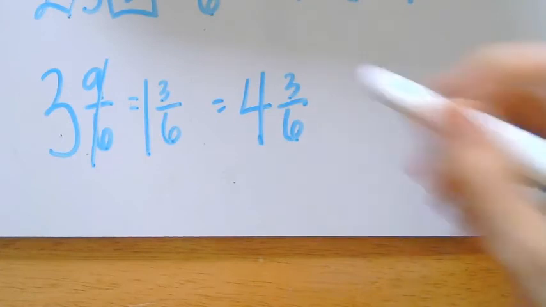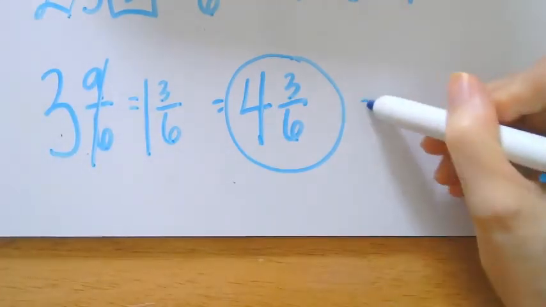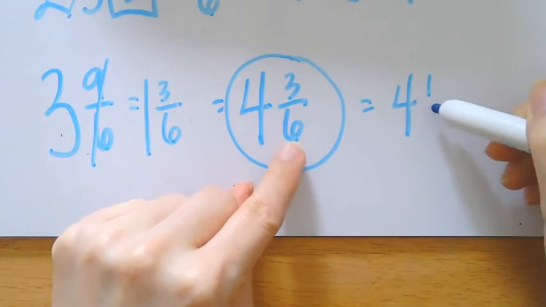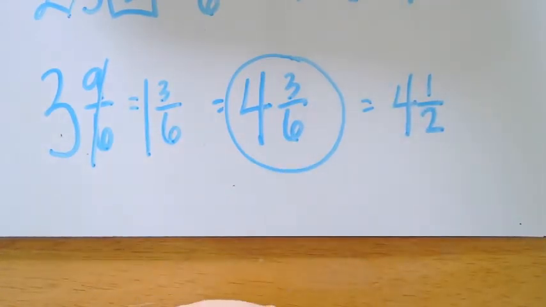Okay, so our total answer, final answer is 4 3/6. Or 4 and 3 goes into 3 one time, 3 goes into 6 two times. It would simplify to 4 1/2. Okay. All right, let's try one more problem.